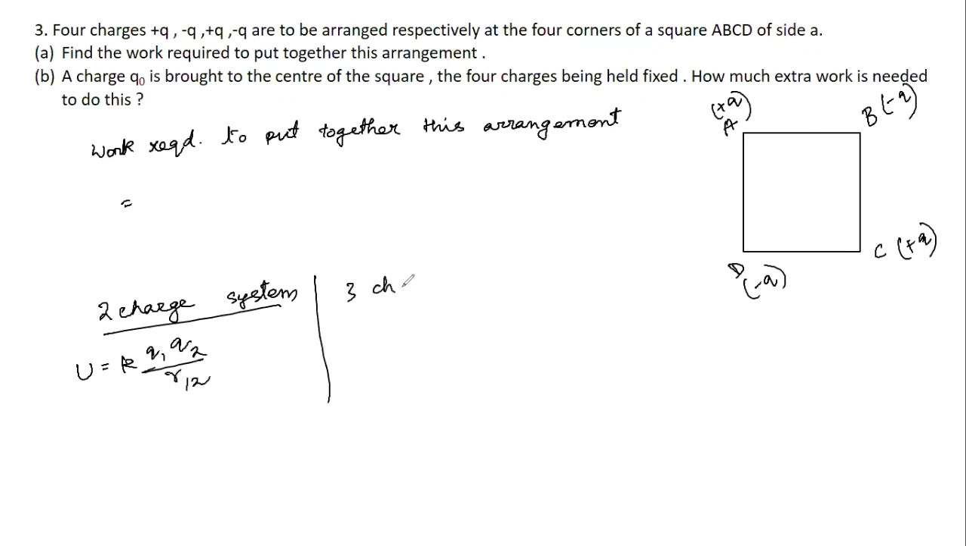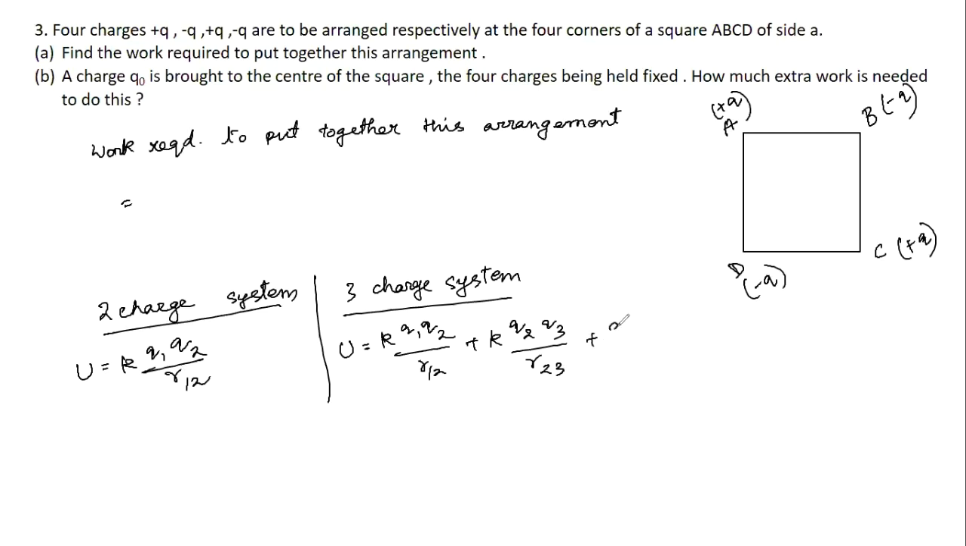For a three charge system, when you find the net work done by all the charges, it was something like this. Since you have a three charge system, you have three pairs. So your net potential energy was something like this: K Q1 Q2 by R12 plus K Q2 Q3 by R23 and K Q1 Q3 by R13. This was the expression for the net potential energy for a three charge system.